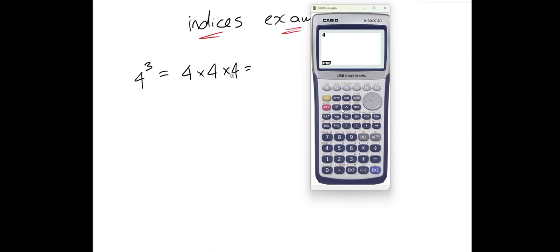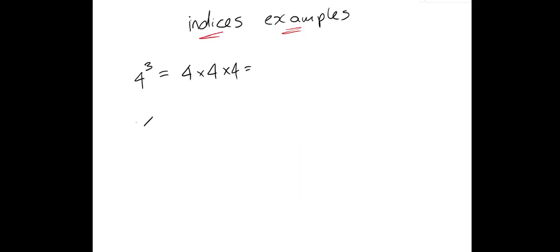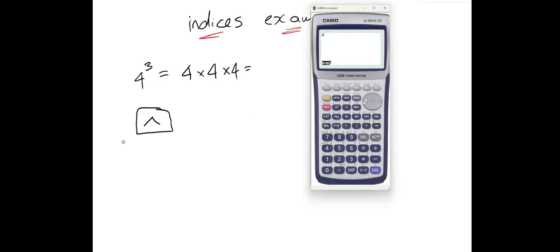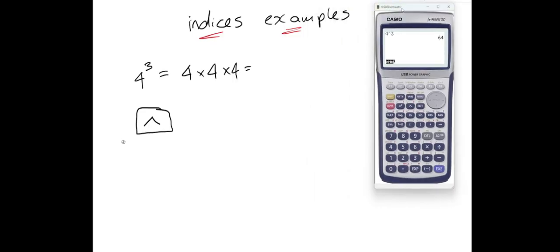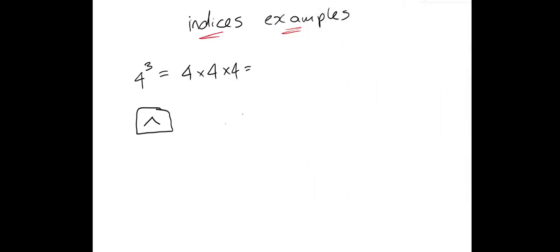4, and notice this little button here on the Casio calculators. That means to the power of. So 4 to the power of 3 is 64. So far, so good.